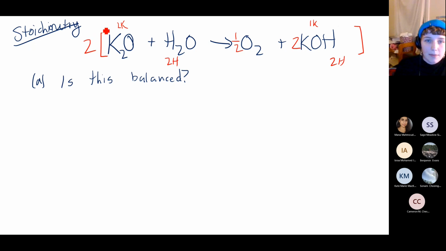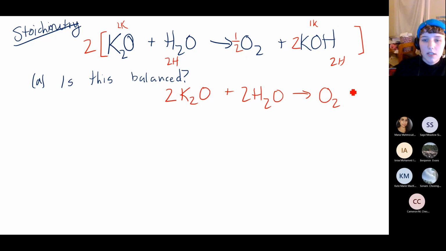So now to get rid of this half, I multiply everything by 2. So my final chemical equation is 2KO2 plus 2H2O yields O2, and then 4KOH. I think that should be okay, right? 2, 2, 4. Yeah, 4. No, why is this still wrong?